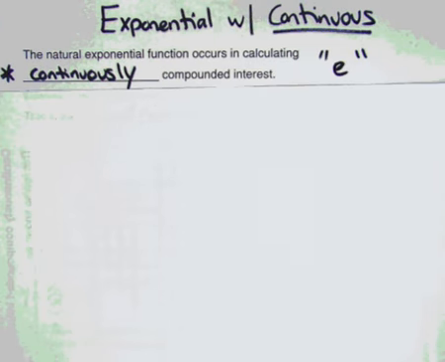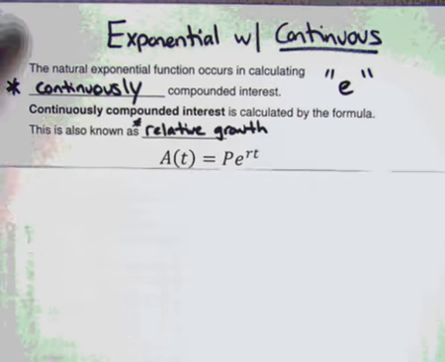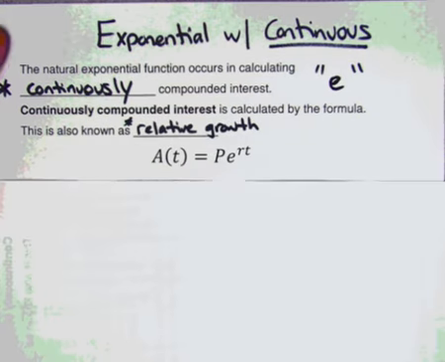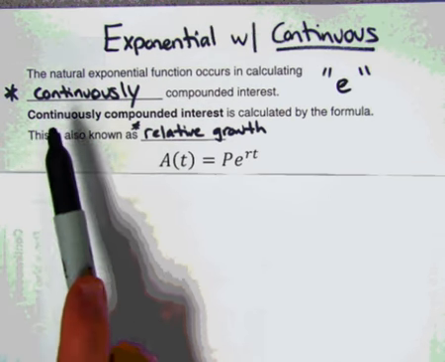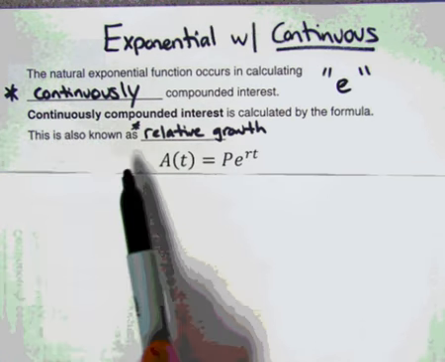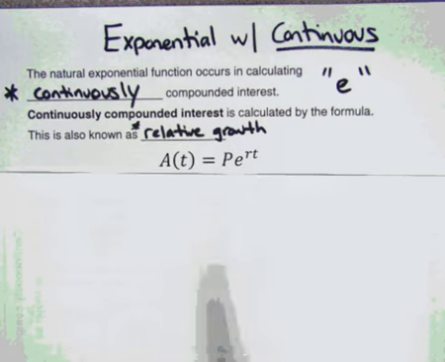And so without going through the proof, the idea here is that we are going to use the formula y equals Pe to the rt, which I like to just call PERT for short. And in addition to the word continuous, you could also be looking for the word relative growth, or it might say something like relative growth rate.